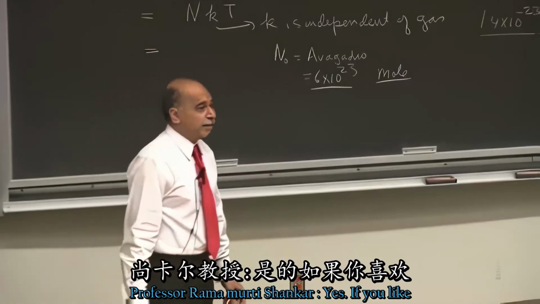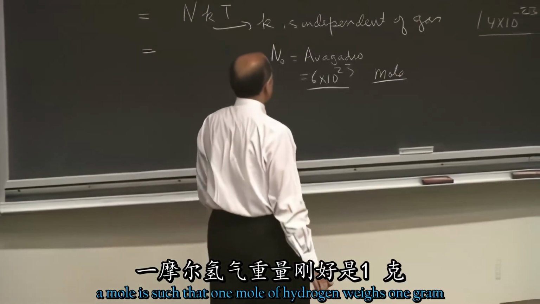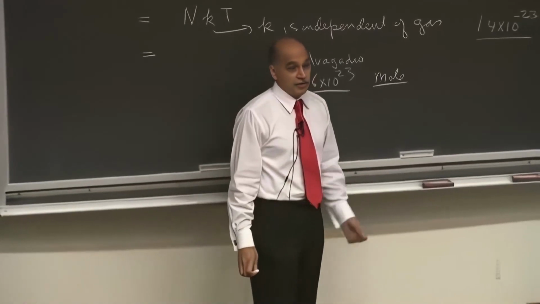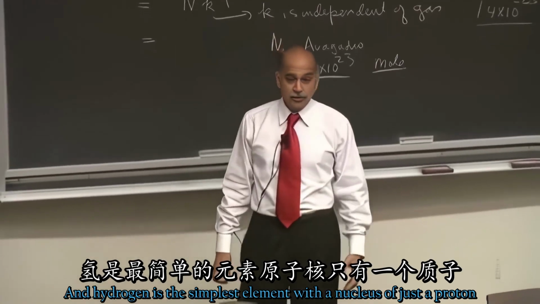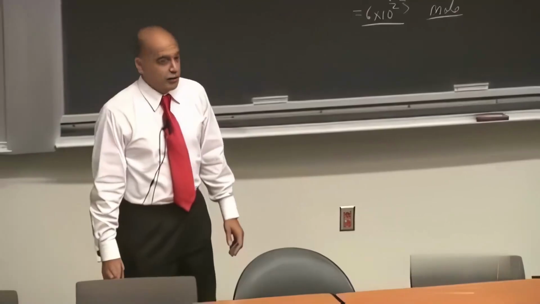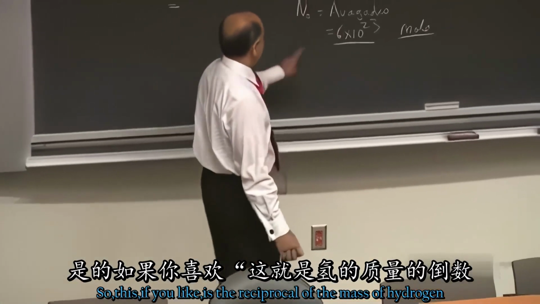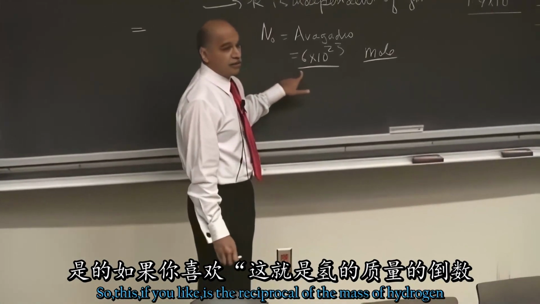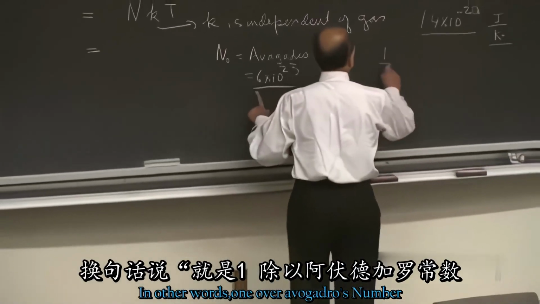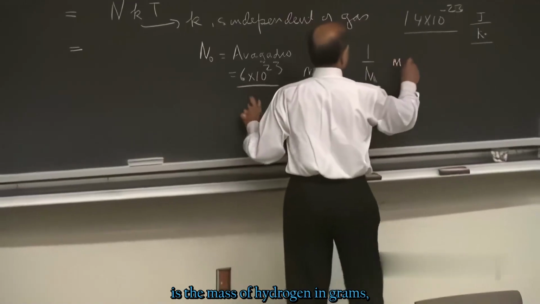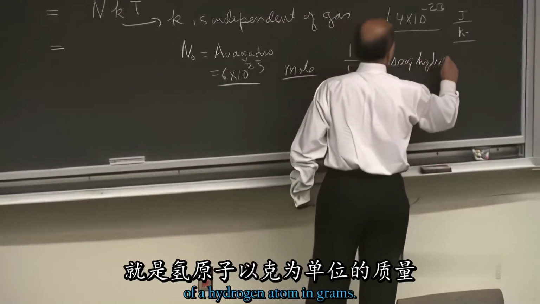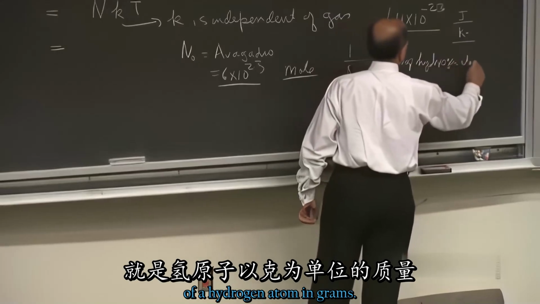Yes. A mole is such that 1 mole of hydrogen weighs 1 gram. And hydrogen is the simplest element. The nucleus is just a proton, and the electron mass is negligible. So this is the reciprocal of the mass of hydrogen. In other words, 1 over Avogadro's number is the mass of a hydrogen atom in grams.